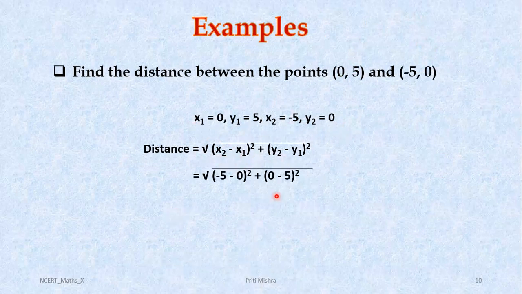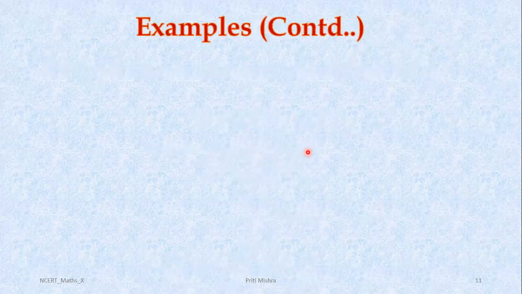We have this expression now. So after solving, minus 5 whole square will give us 25, and here again minus 5 whole square is 25. So square root of 50, which will be 5 under root 2. So this is the distance between these 2 points with the help of the distance formula.